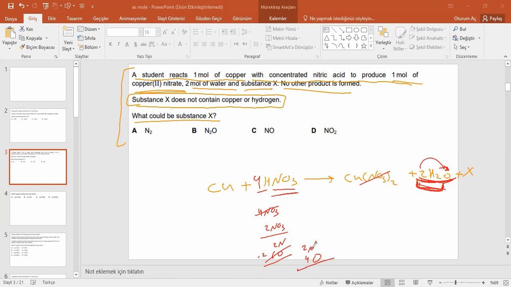So the only one that gives us the required ratio is D. So I would say it is plus NO2. But actually 2 of them, 2 NO2. So the correct answer is D. The correct answer for this is D.